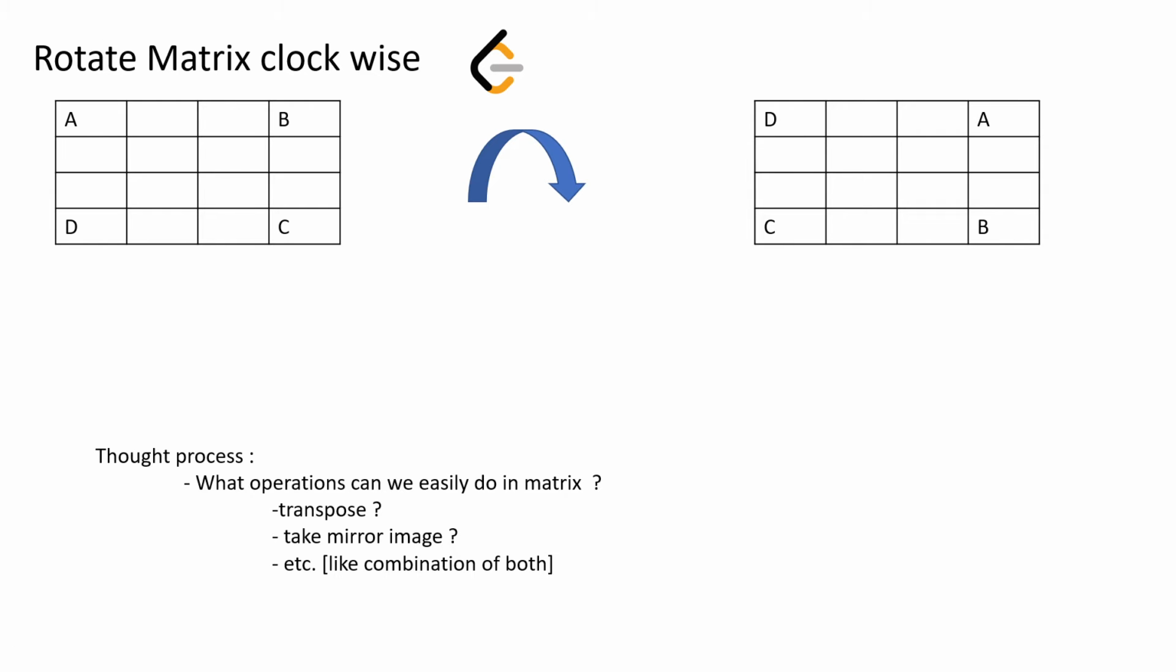What will our thought process of solving this problem be? We cannot use any extra space, so we need to do some operations in the matrix. So what operations do we know we can perform on a matrix? Remembering our elementary school education, we know that we can take the transpose, we can take a mirror image of a matrix, and we can combine both of them in some order to get some new configuration of the matrix.